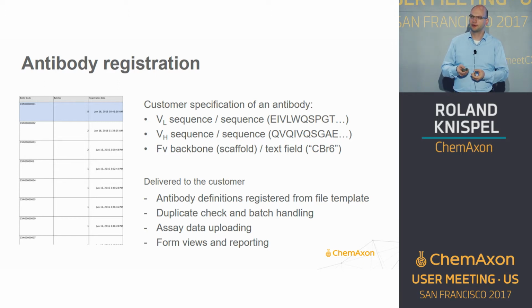We have built into our toolkits the ability to represent things where you have a partial definition of a molecule. So this is one entity type you can define, and if that information is available, it's a valid molecule and you can register this and even do uniqueness checks. So what we delivered then was antibody definitions coming from an Excel file. Template could be registered using the information above. We did the duplication check and batch handling, assay data uploading in respect to the antibodies, and then the form views and reporting for exploring that data.